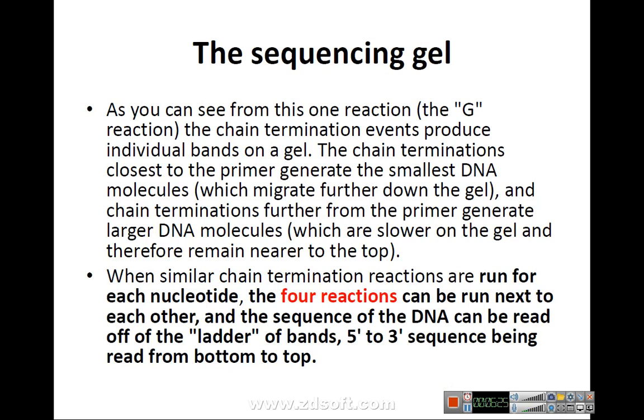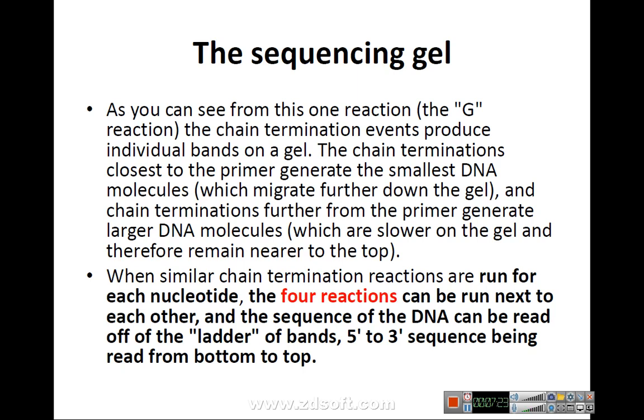The sequencing gel, as you can see from this one reaction, the G reaction, the chain termination events produce individual bands on a gel. The chain termination closest to the primer generates the smallest DNA molecule, which migrates further down the gel, and the chain termination further from the primer generates larger DNA molecules, which are slower on the gel and therefore remain near the top. So when we run it, the smaller will run far from the starting point. The smallest molecule, if it ends on G, means that G is the first nucleotide in the sequence.